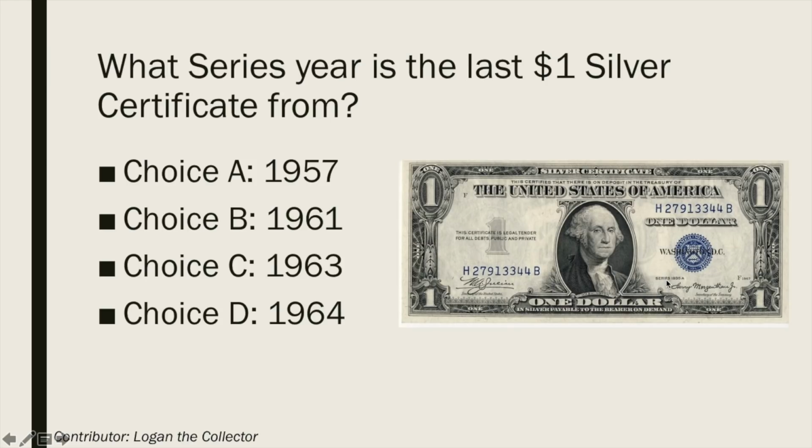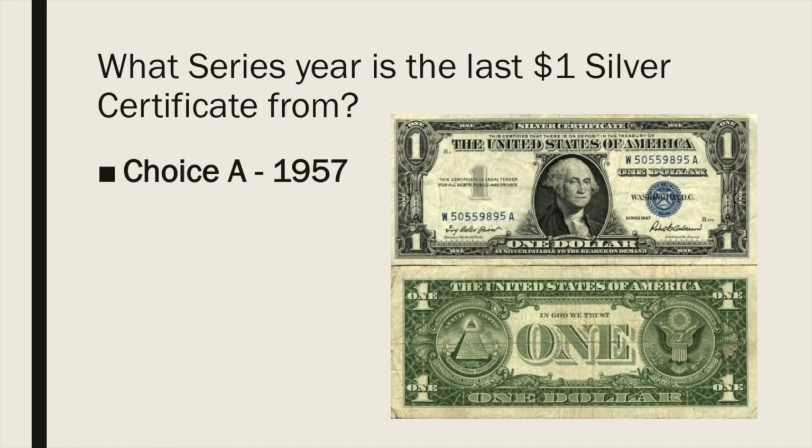What was the last year seen here? And our choices are choice A, 1957, choice B, 1961, choice C, 1963, and choice D, 1964. And our answer is 1957, choice A.